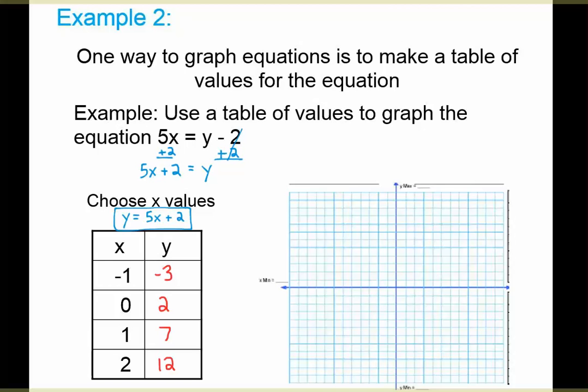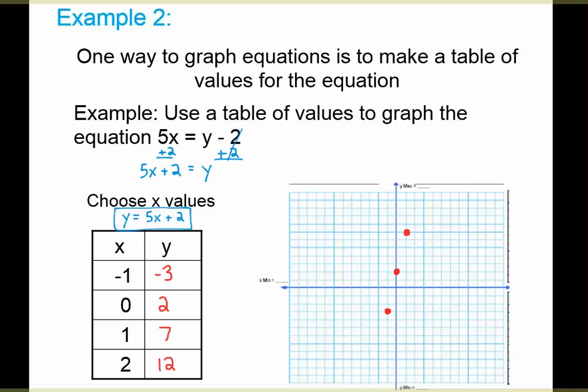-1 comma -3 is going to be over here in quadrant 3. So I go 1 to the left and 3 down. And that's -1 comma -3. 0 comma 2 is right up here on the y-axis. 1 comma 7 is over here in quadrant 1. And so far I'm liking this because everything's lining up. After I've got my third point, I can see that things are sort of lining up in one direction. If my next point were to be way out here, then I would start to think, okay, maybe I've done something wrong. But I know that this is a linear equation.